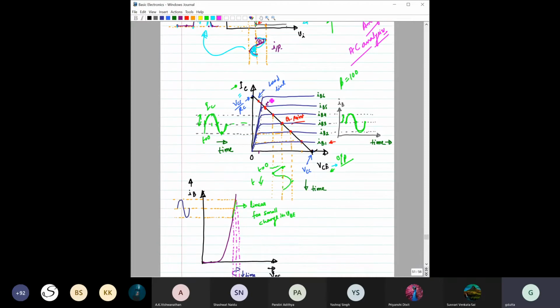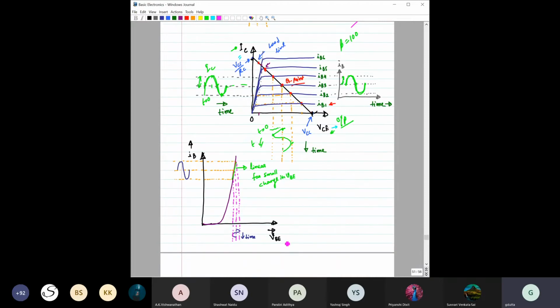Now let us come back and discuss this again. I think we have discussed it a couple of times. What is the relation between IB and V of BE? This is basically a diode, right? So the relation between IB and V of BE is nothing but a diode relation, so the expected characteristics would be exponential like this.